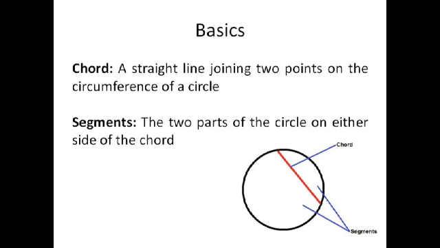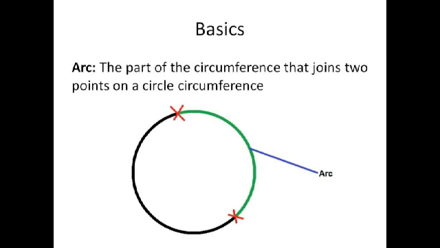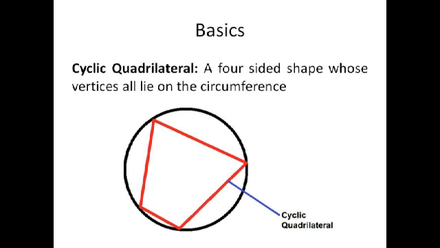So a chord is a straight line joining 2 points on the circumference of a circle, like that lovely red line there. And segments are the two parts of the circle that are on either side of the chord. And there are two segments in the diagram. The arc is the part of the circumference that joins 2 points in a circle. And it's that green bit, so it's the lovely curved bit there. I keep describing everything as lovely, it's like my word of the day.